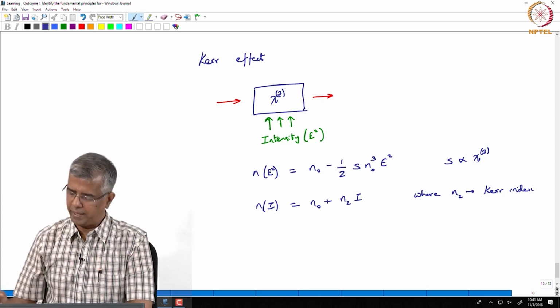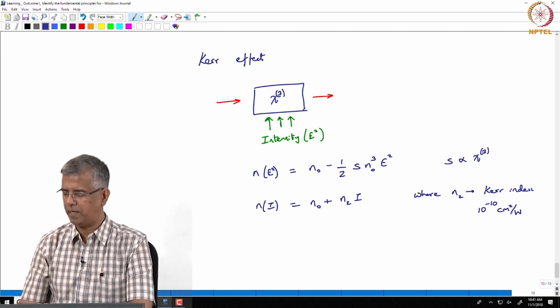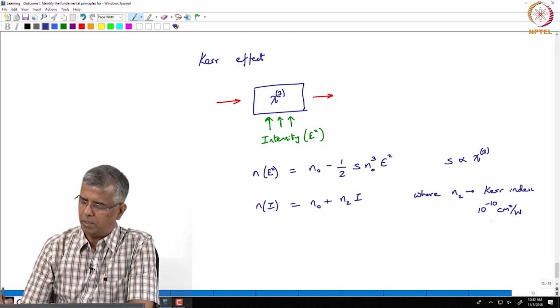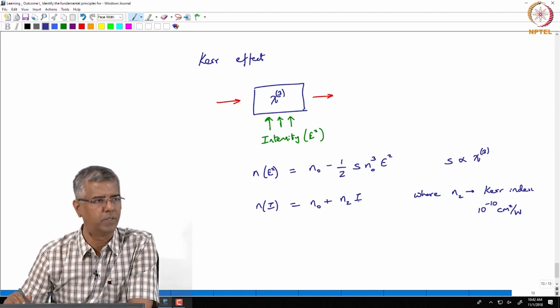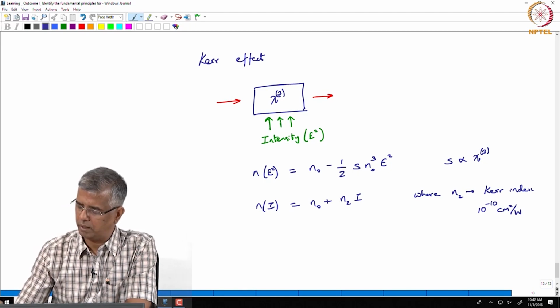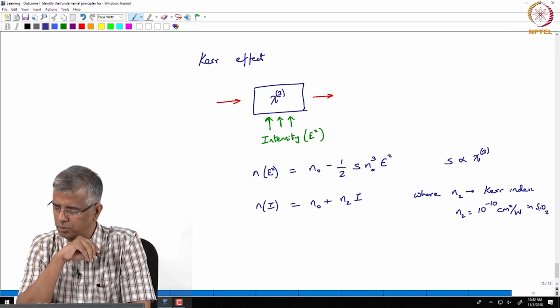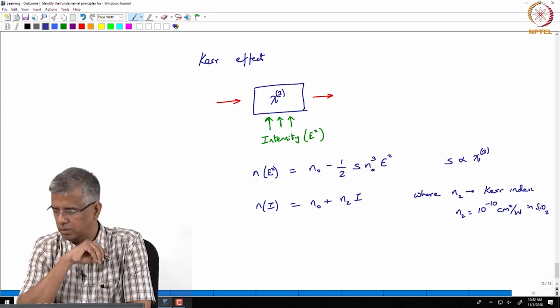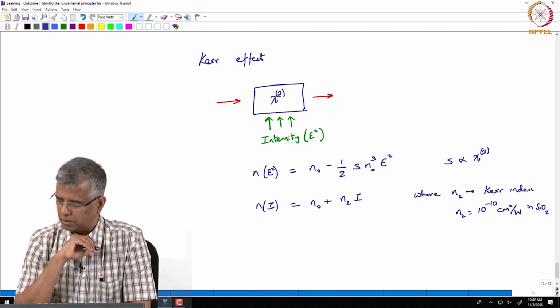And to give you an idea, it's in the order of 10 power minus 10 centimeter square divided by watt. So, that unit comes about just because of the fact that your intensity is watt per centimeter square, right. So, this n2 is equal to this in fused silica, SiO2, okay. So, that is just to give you an idea of what order that is.